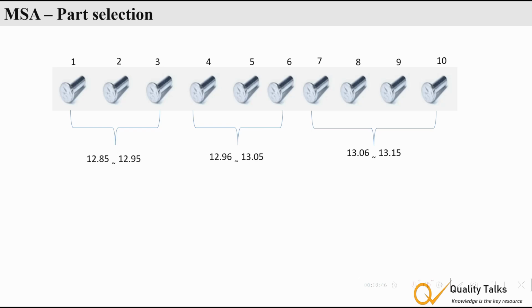If we select parts with very limited variations, the part to part variation will appear low and the MSA result will not accurately reflect the true capability of the measurement system.